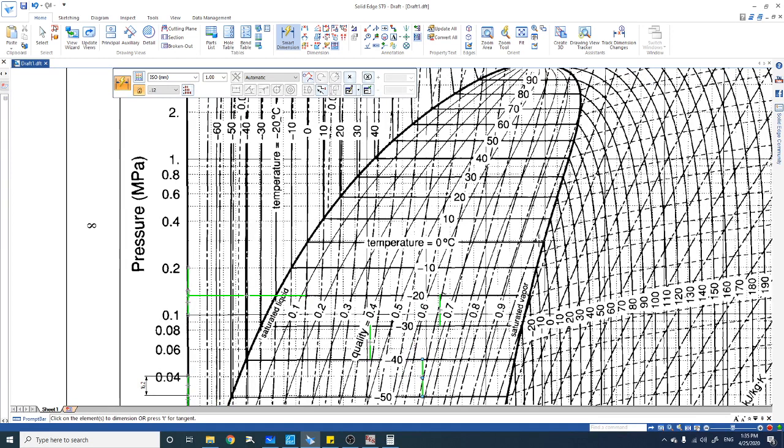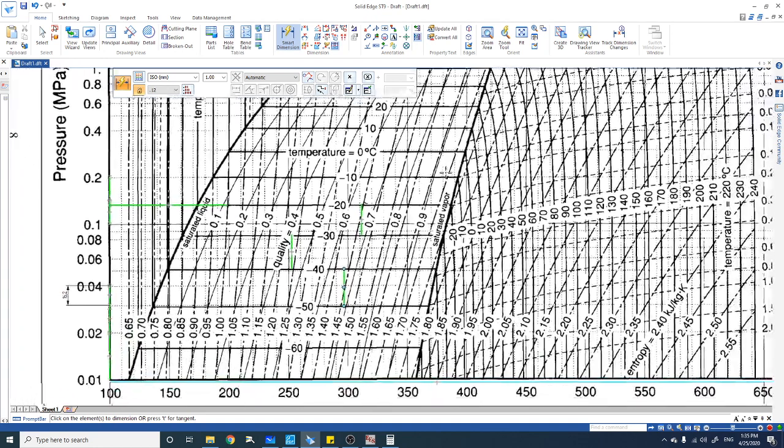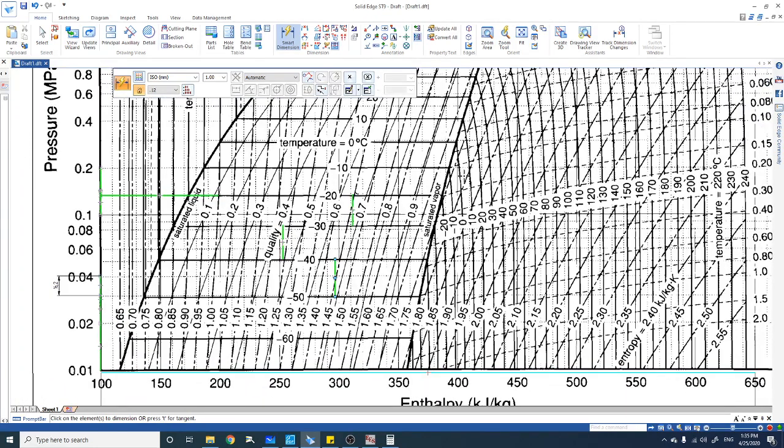So you will find that these constant temperature lines are horizontal in the dome, in the saturated liquid-vapor region. Then they extend further in a more or less vertically downward fashion. So these are the lines of constant temperature. Temperature is the same at each point on one particular line.